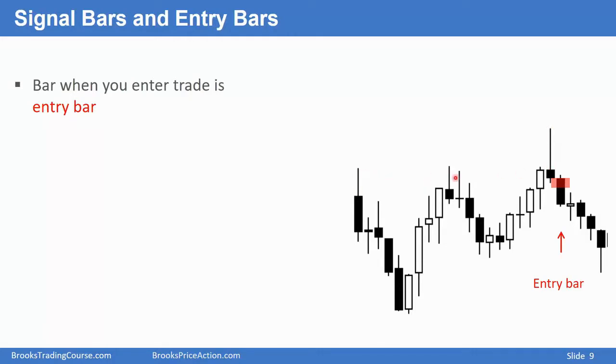You have a failed breakout above a double top. You have 2 legs up, maybe in a trading range, 1 pullback 2. So this bar is telling you maybe you should go short if the next bar trades below the low. So this bar is the signal bar, and you enter on that bar.